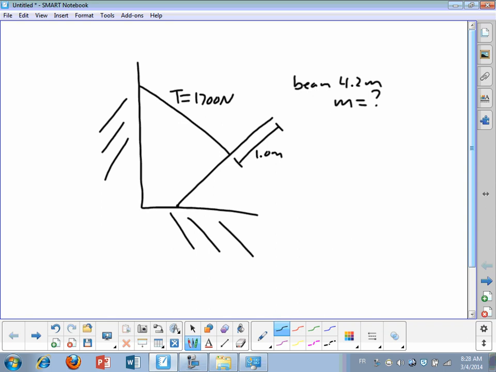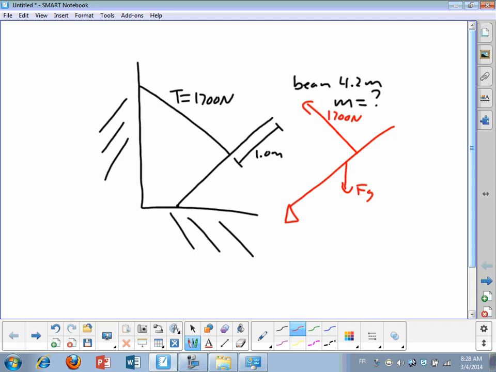What I want to know is, what's the mass of the post? So I'm trying to find the mass of the post. I'm trying to figure that out from the tension. What do I do? I'm going to look at the forces acting upon it. So I'm going to draw a free body diagram. I've got a force tension coming off of there of 1700 newtons. I've got a force gravity going down. If I put my fulcrum there, I don't have to worry about my hinge.